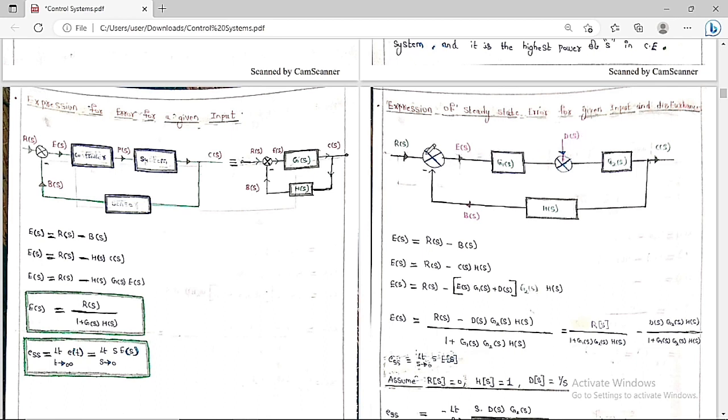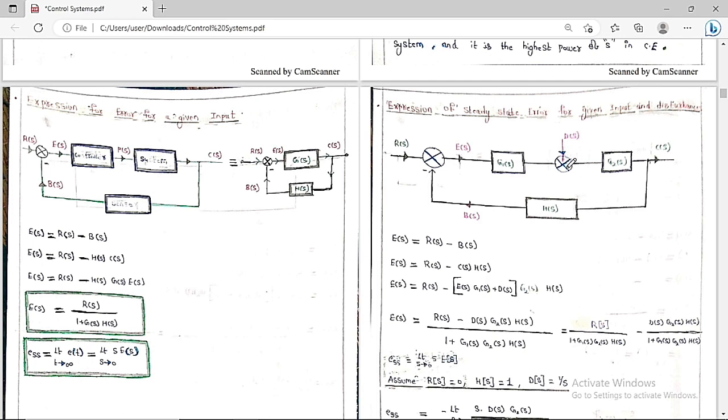So E of s is equal to R of s minus B of s. Then what is B of s? B of s is equal to C of s into H of s. So B of s is nothing but C of s into H of s. Same thing. Then what is C of s? C of s is nothing but E1 of s into G1 of s plus D of s into G2 of s.